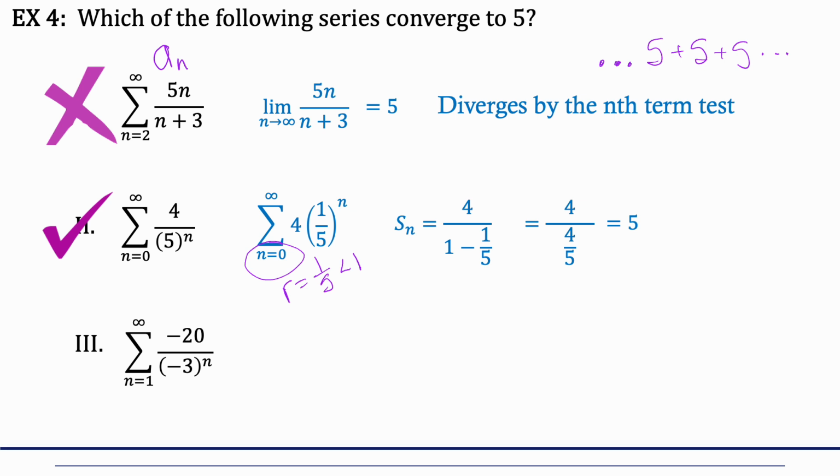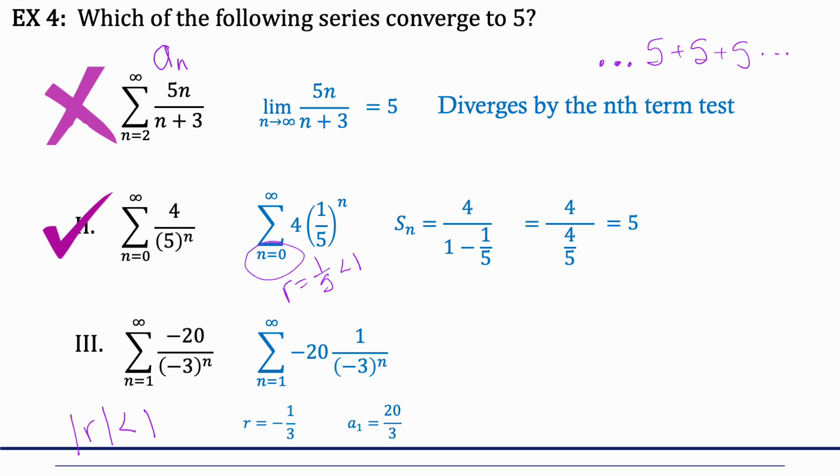And what about this third one? Setup is similar to the second one where we can rewrite this as -20 times 1 over negative 3 to the n. This time, our common ratio is negative. But that's okay, because it's the absolute value of the common ratio that has to be less than 1. So 1/3 is less than 1.